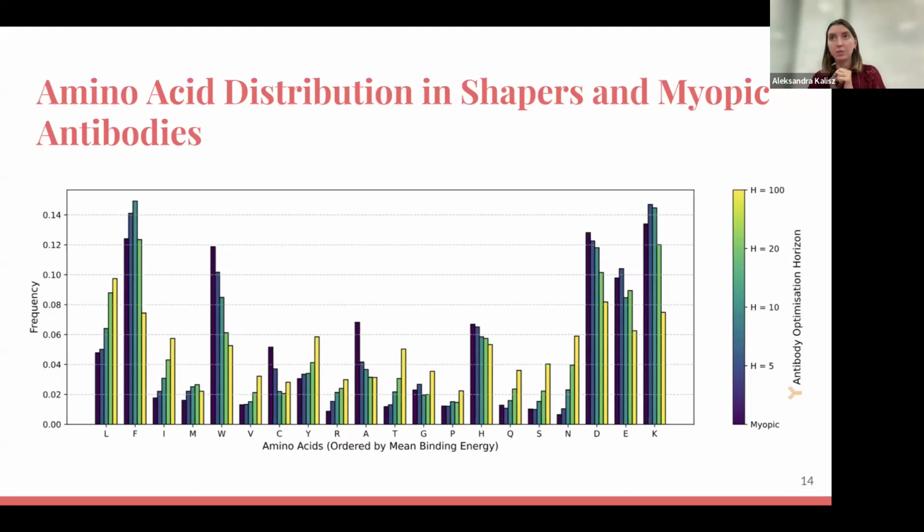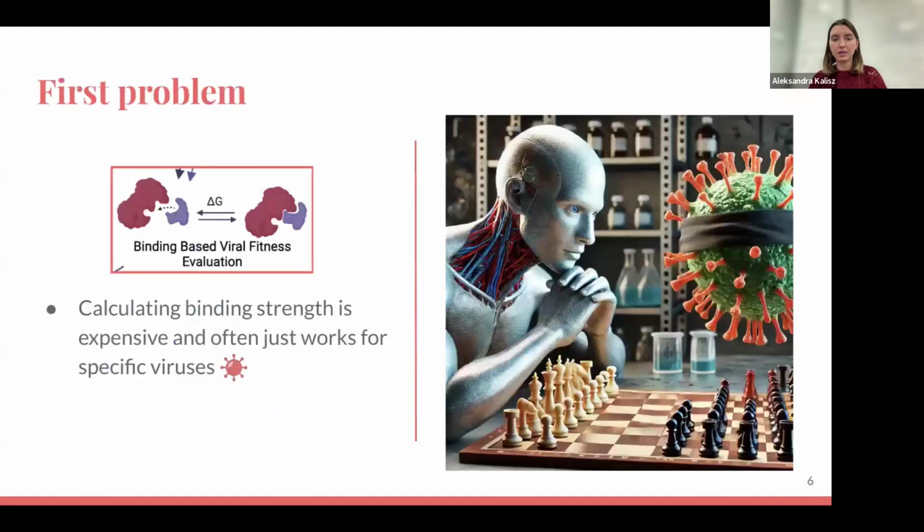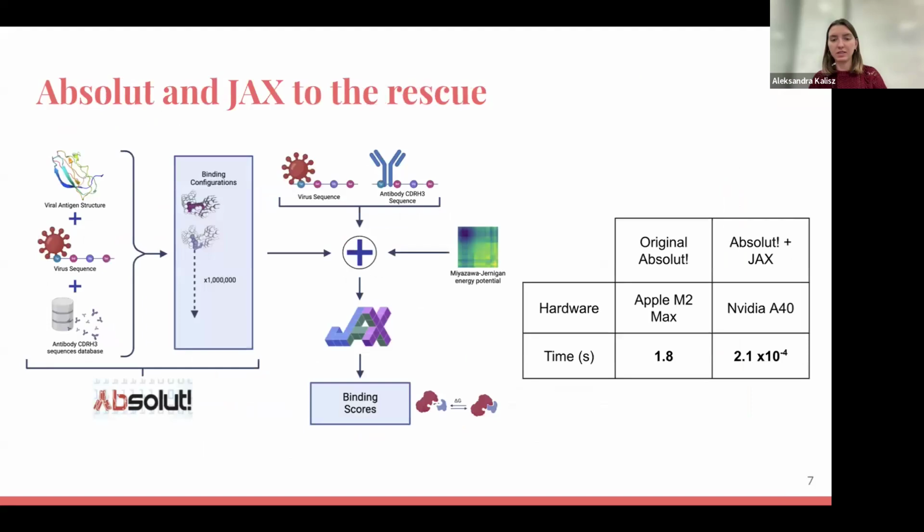So the way Absolut calculates binding is it has this matrix, the Miyazawa-Jernigan energy potential matrix. That's a 20 by 20 matrix. And it gives you a pairwise energy score between any two amino acids. And then it uses this matrix to calculate the overall energy.